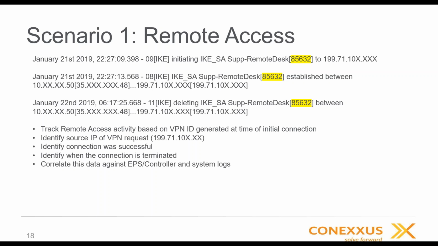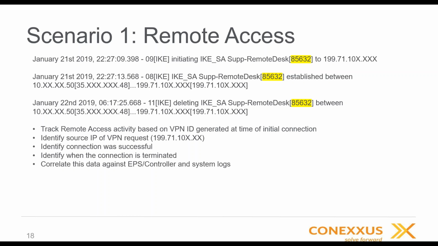We can identify the source IP of that VPN request. Where did they come from? Was this an IP address that I expect? All that kind of stuff. And that's the 199.71 you see there. We can identify through that second line whether the connection was successful or whether it failed. If the connection has failed, we can start a process of investigation if need be.